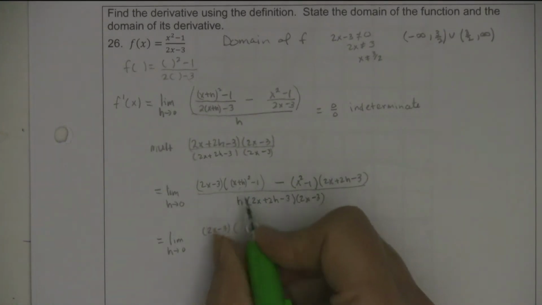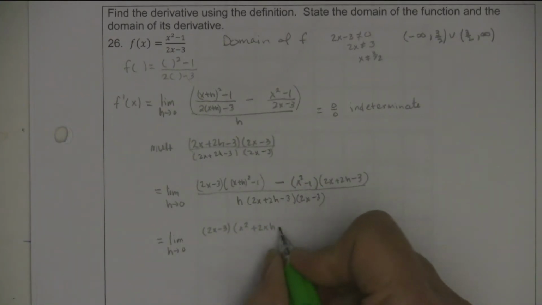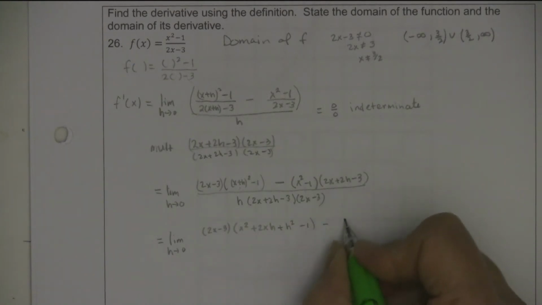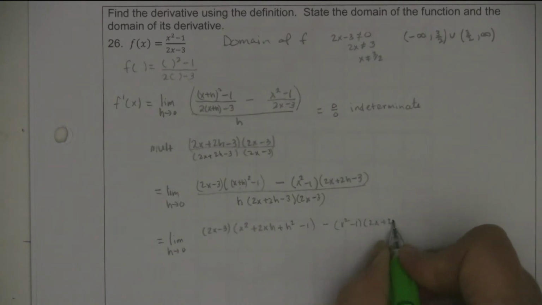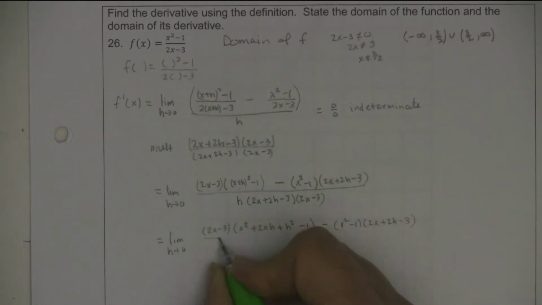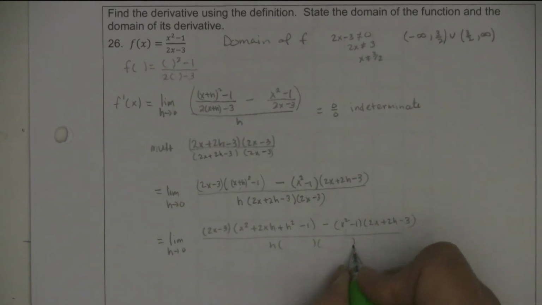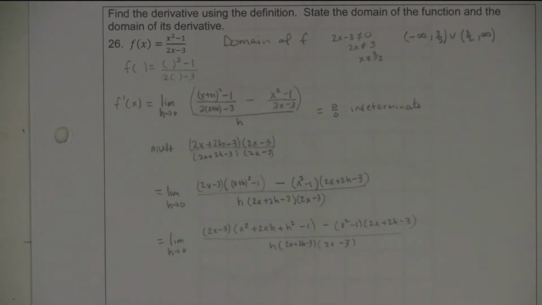Then what we just FOILed out, x squared plus 2xh plus h squared minus 1 minus, and then there's nothing to do but multiply that stuff together. You can't fix up the pieces. And of course I'm hoping to cancel the h in the denominator. So I'm not going to multiply that together, because then I won't be able to reduce the h out.